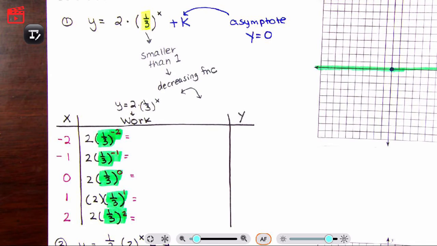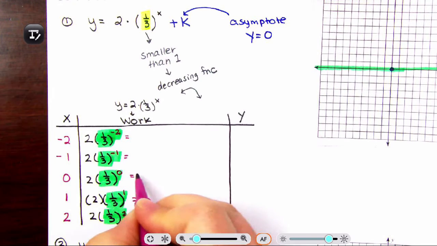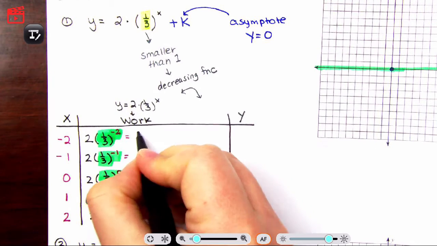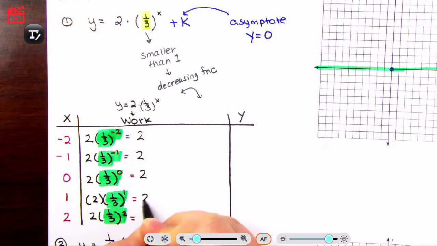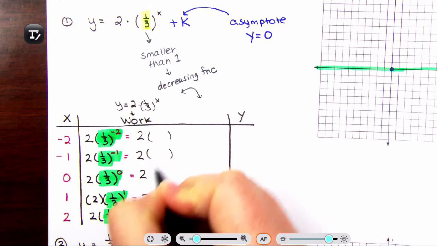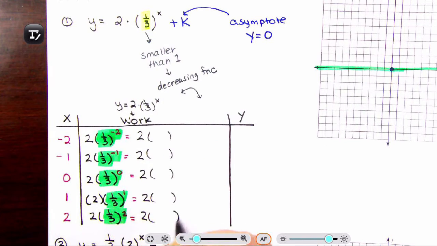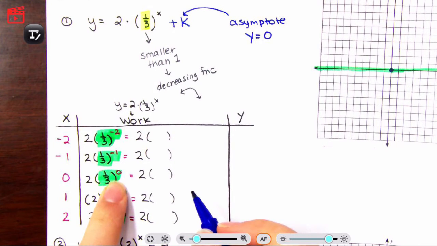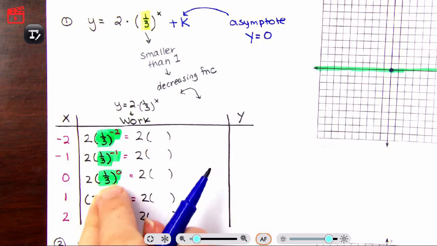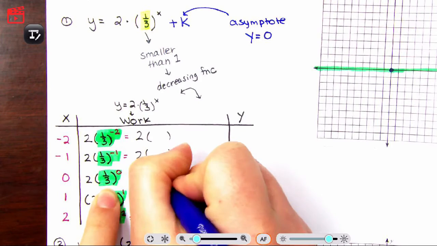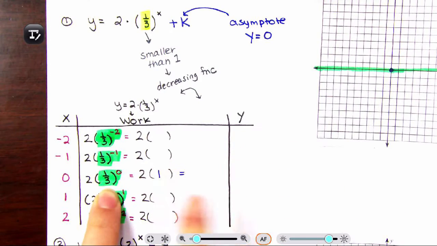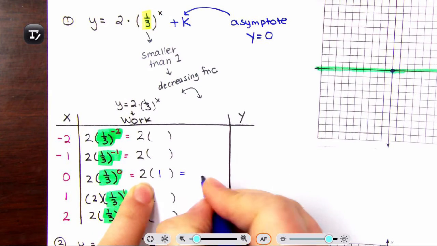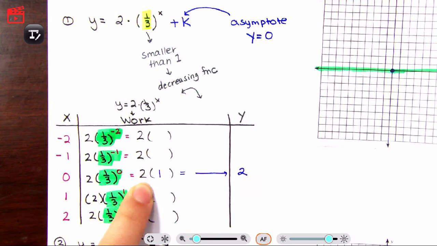I always like to start with the easy ones, 0 and 1, because anything to the 0 power is 1. So let me actually change my number. I'm going to say 2 times 2 times 2 times 2 times 2, and I'm going to put parentheses because I'm going to be evaluating these things. So I'm starting with the exponent 0. 1/3 to the 0 power is 1, and then 2 times 1 is 2.